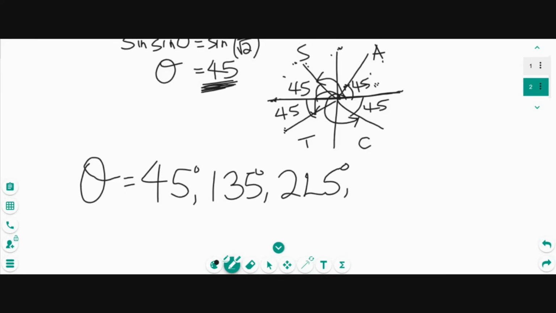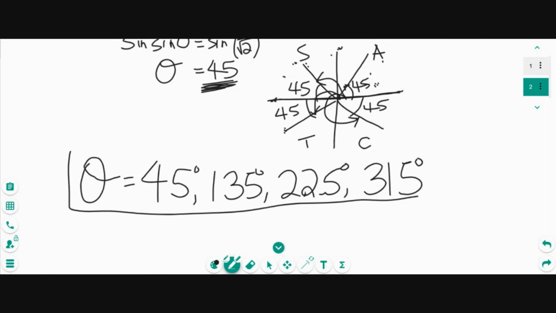225. And then the last one, I do 360 minus 45. I get 315 degrees. Yes. So those are my values of theta. Those are my answers. Equation solved successfully.